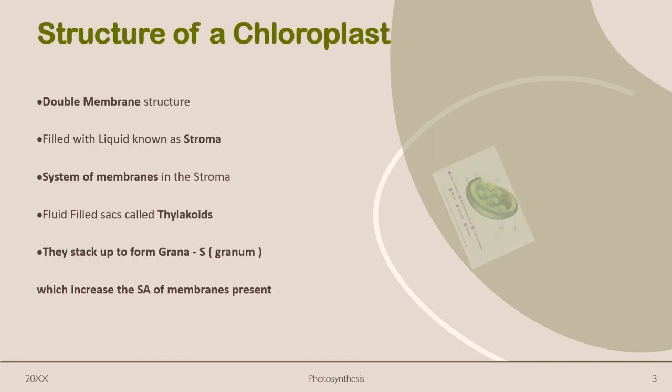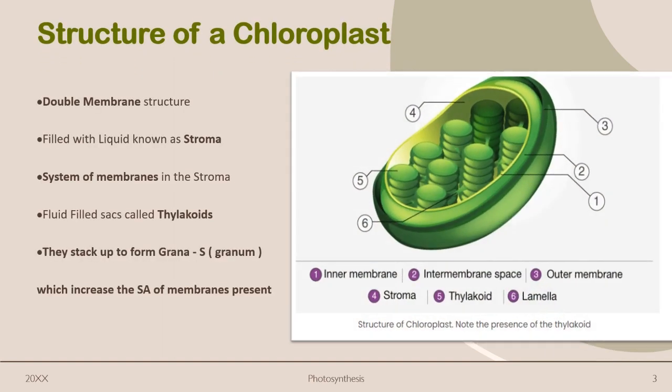So now you guys can see this is a structure of a chloroplast. It's always a double membrane structure. Here you guys can see this is the inner membrane. The third one is the outer membrane, the dark line here. And between these membranes is an intermembrane space. Number four, this is the stroma.